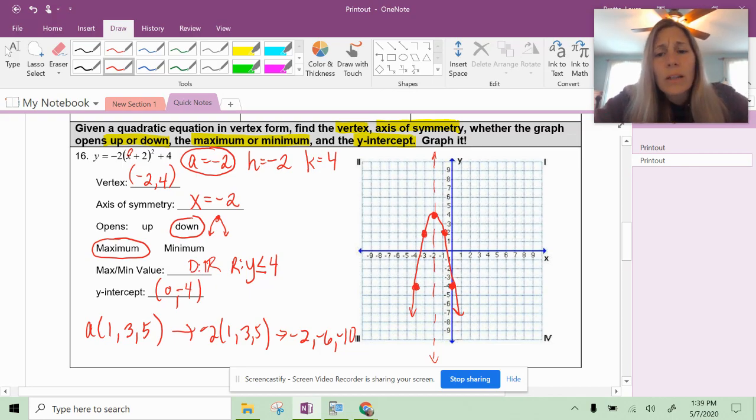So there's a few ways you can get those points. You can pick a number and plug it in for x and then get the y, which is what we did to find that y-intercept, or you can use that graphing pattern.